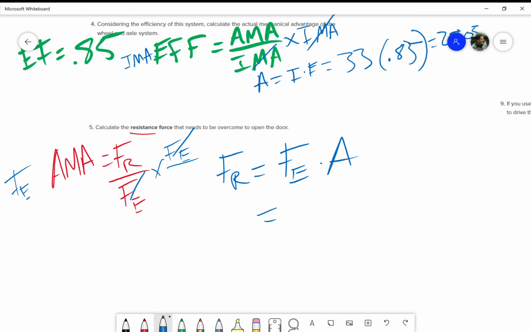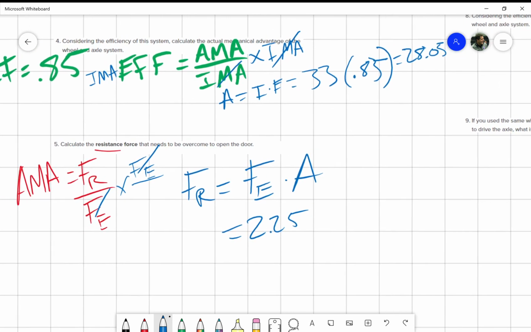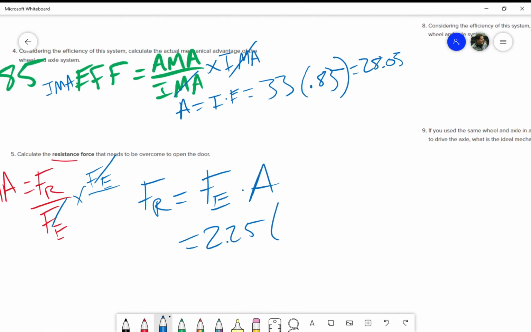My effort force we just said was 2.25 pounds. And my AMA we just calculated to be 28.05. So 2.25 times 28.05, and I get 63.1 pounds.